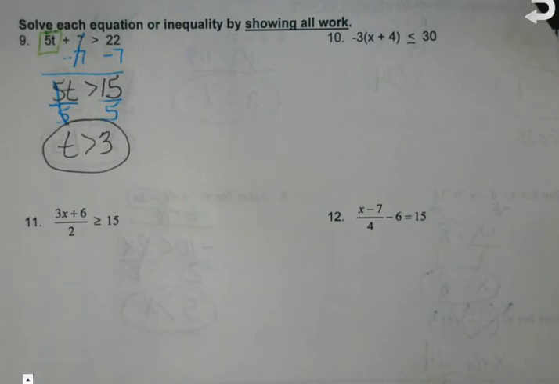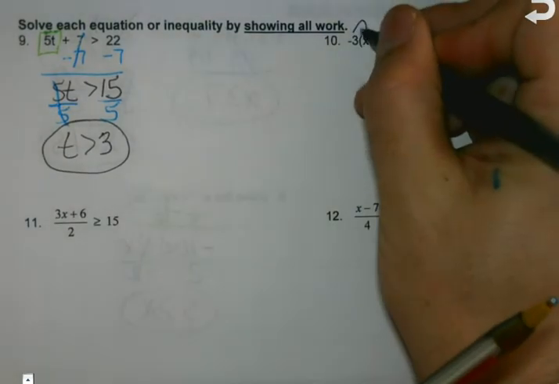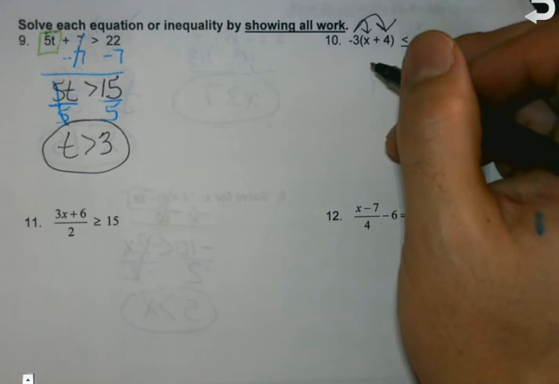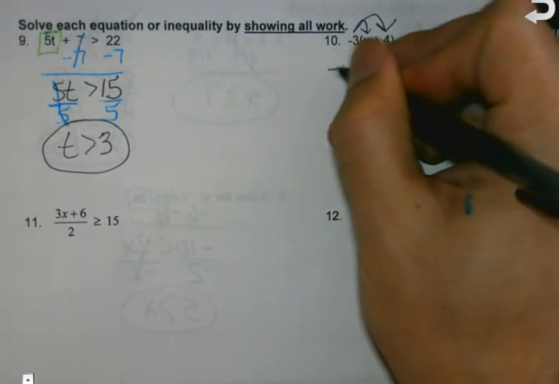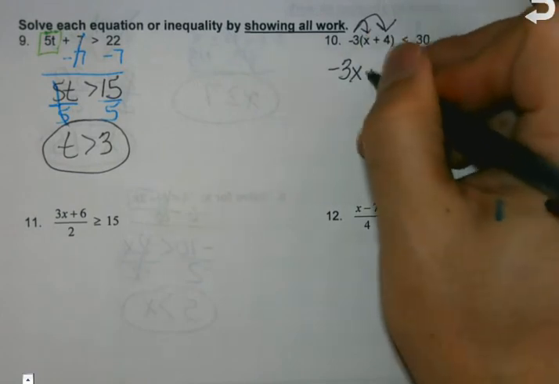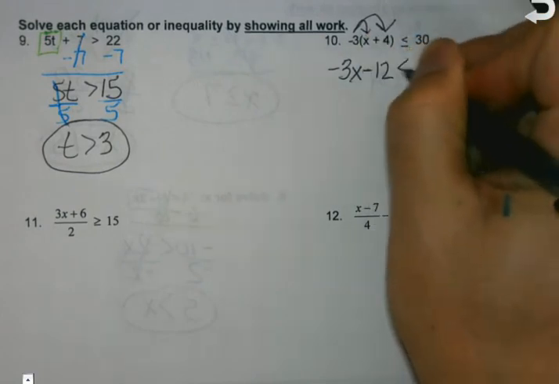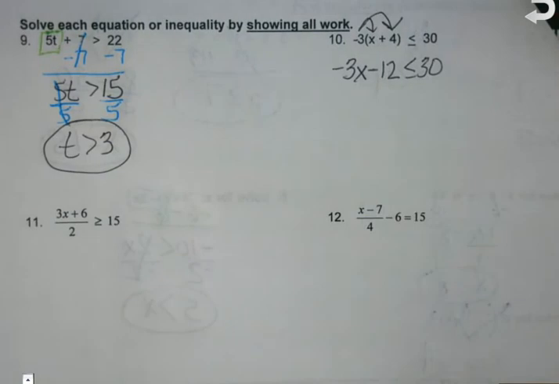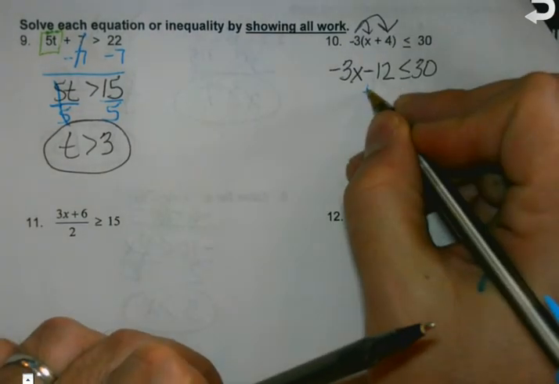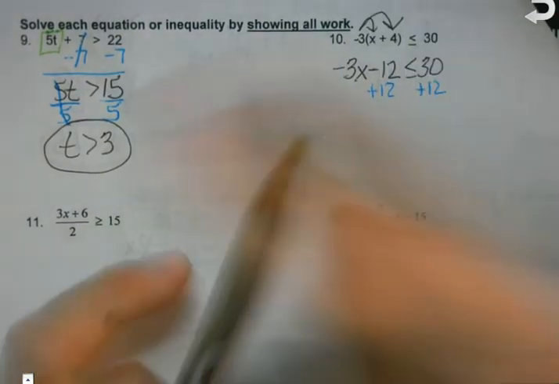All right, let's see. Number 10, we got a little twist. We got some parentheses working. Distribute. When I distribute, what am I doing? Am I adding, multiplying, dividing? Multiply. So negative 3 times 4, negative 12. All right, so we got the parentheses out. We have distributed. Now what? Add the 12. So I'm trying to isolate my x term.